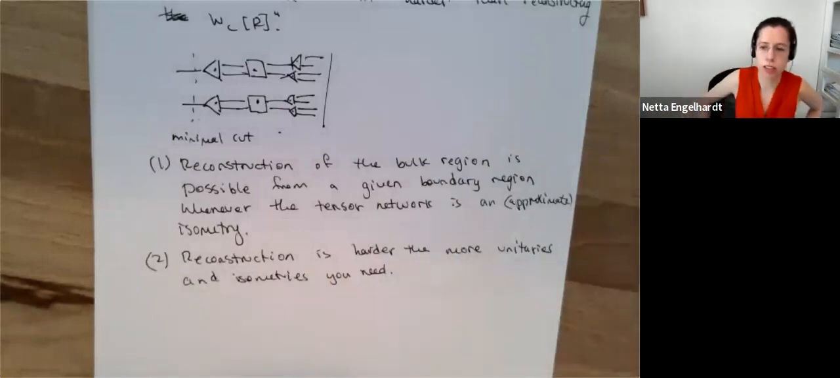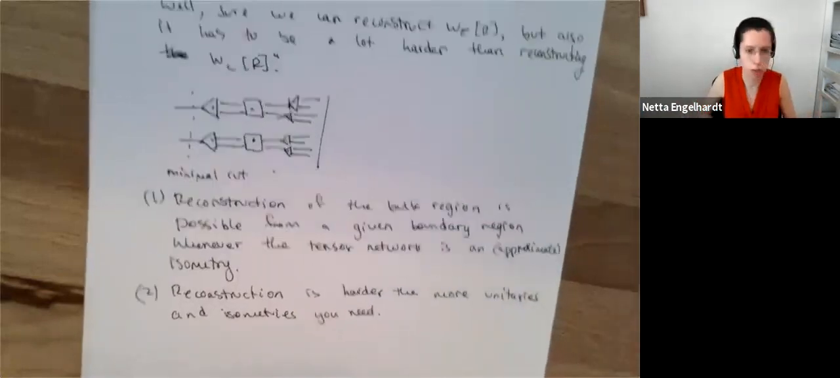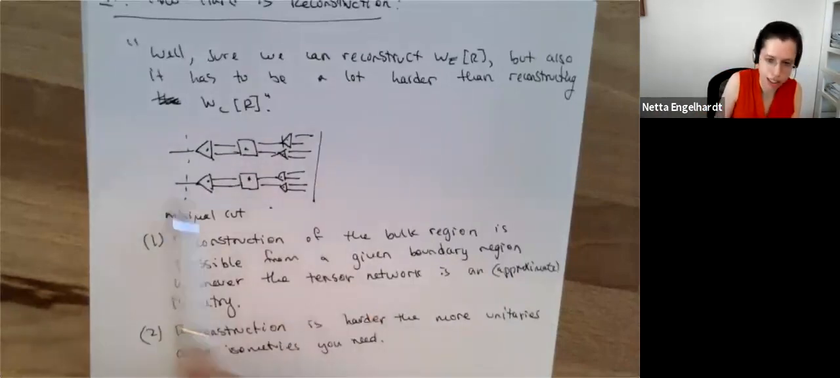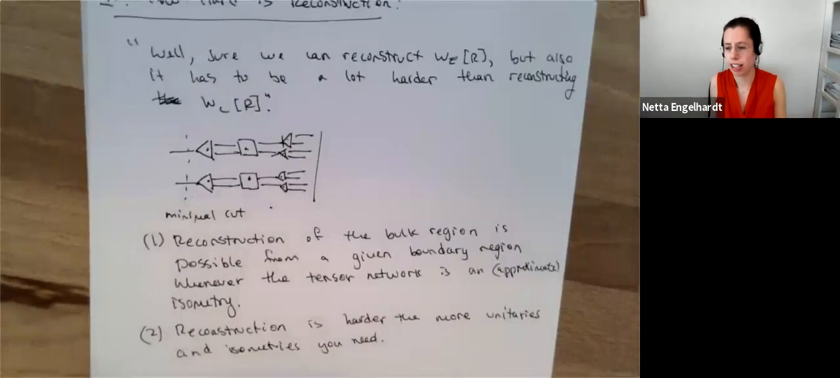Now, let's go back to this earlier question up here. We say, well, we can reconstruct the entanglement wedge, but it has to be harder than reconstructing the causal wedge. Anybody see the causal wedge on this tensor network, or how we would even begin to identify it? It's not a locally minimal cut, it doesn't have any local special properties. It's not clear why the causal wedge would be so important from the perspective of defining the complexity via tensor networks.